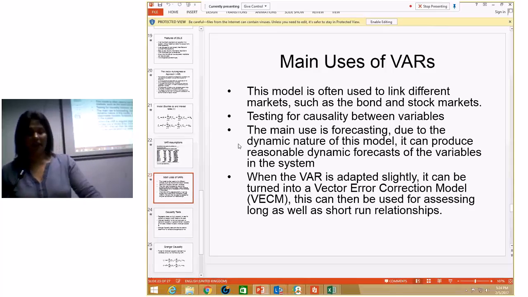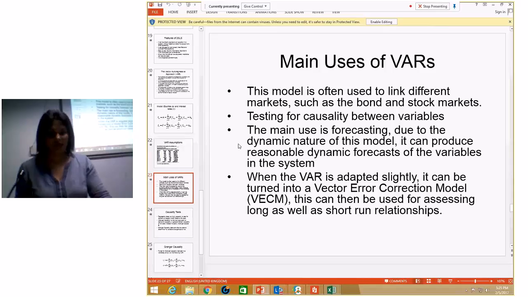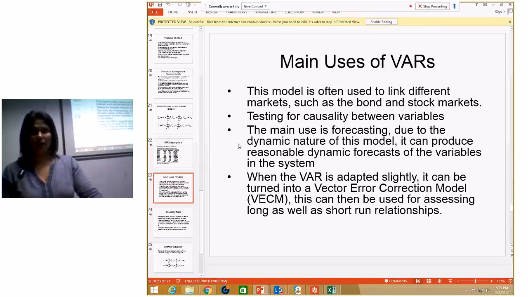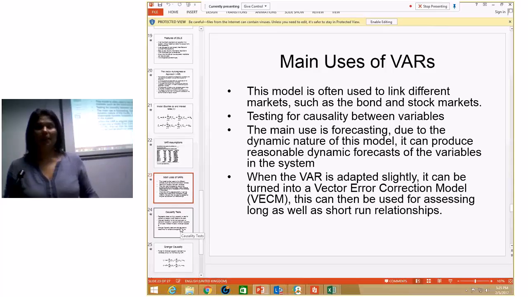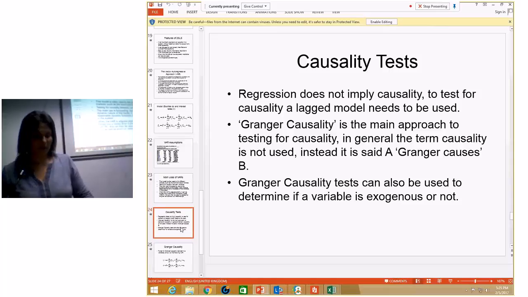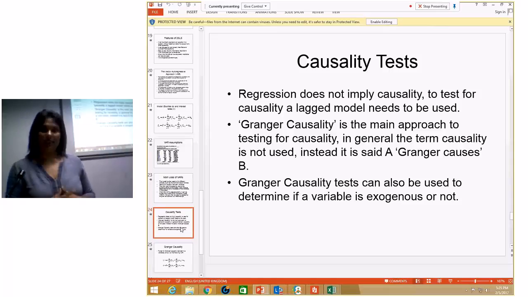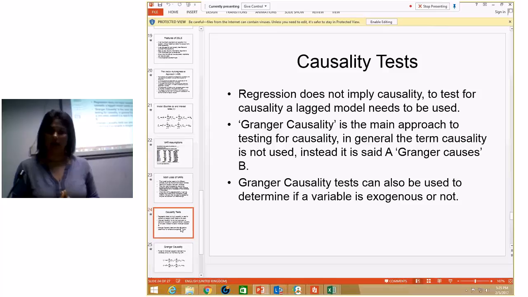it is also used to link different markets, bond market and stock market. It is used for testing the causality between the variables. For forecasting, we use vector autoregression. And when vector autoregression is adopted, we can use the vector error correction model for testing the short run and long run relationship. The causality is another topic we have discussed.